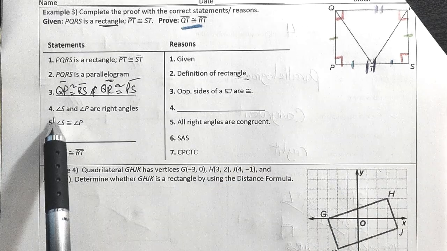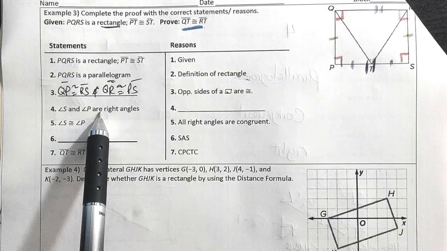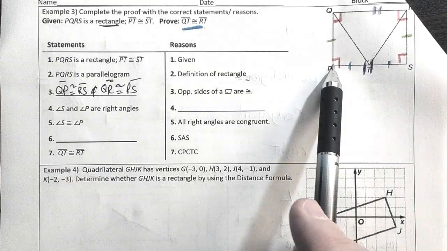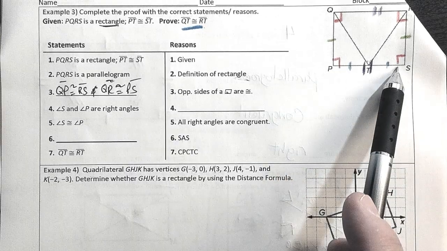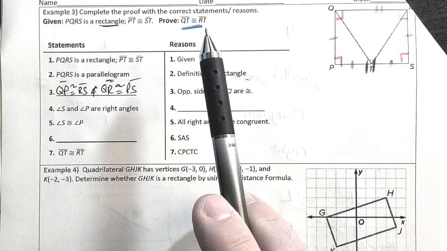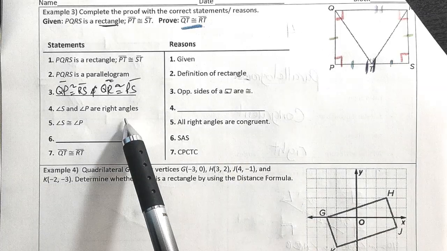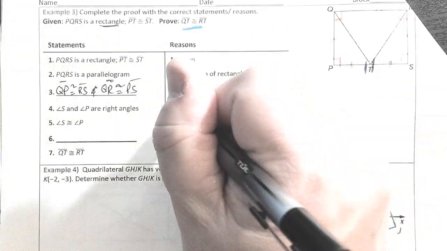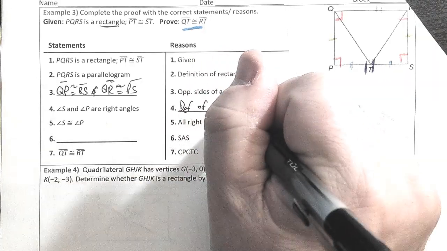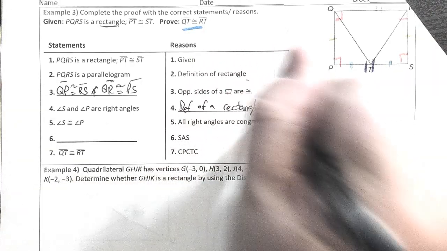So, statement 4. Angle S and angle P are right angles. And I marked that. So why did I mark it there? Why did I mark those right angles? Because it told me it was a rectangle. I marked those. So you can put definition of a rectangle. It would be something like that.